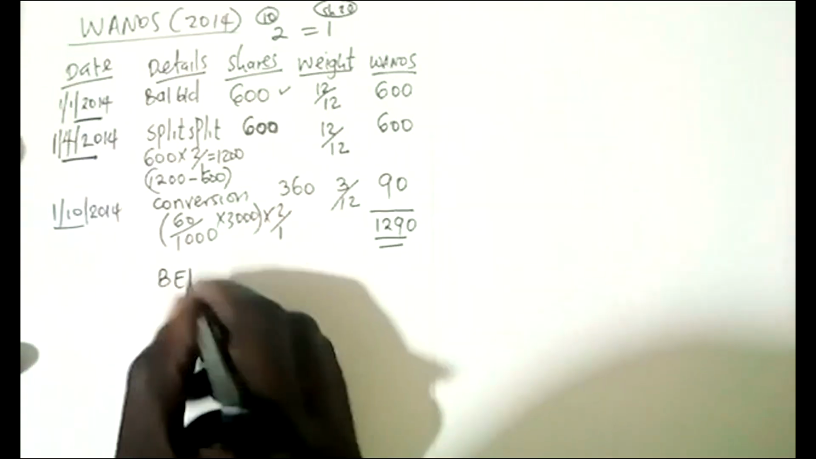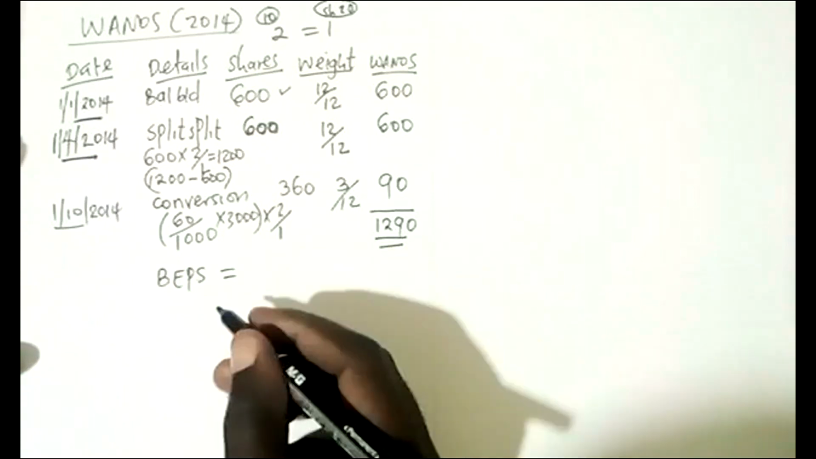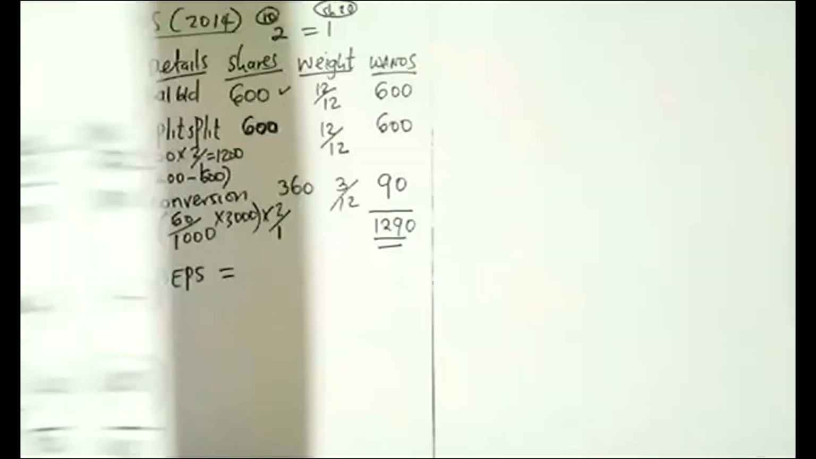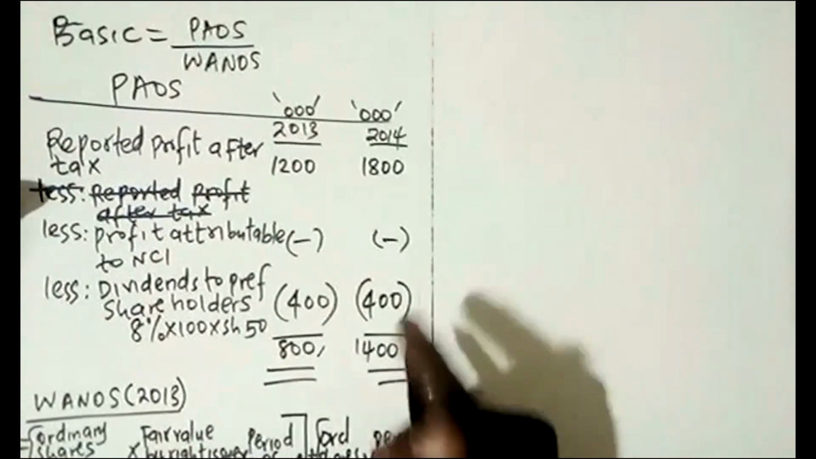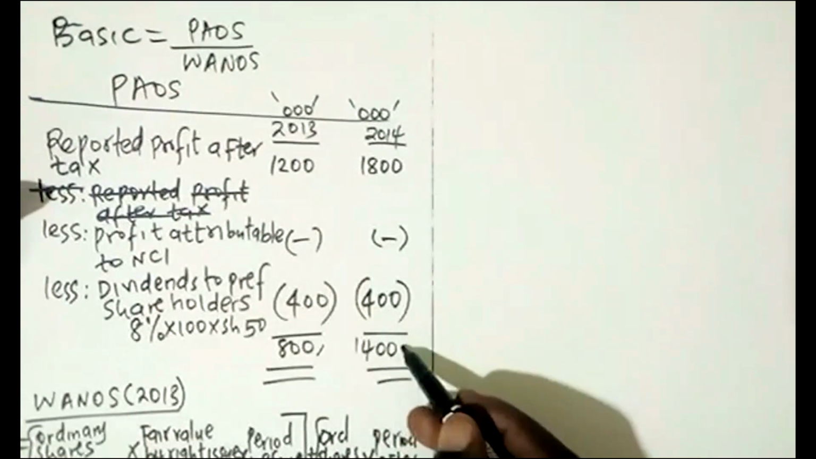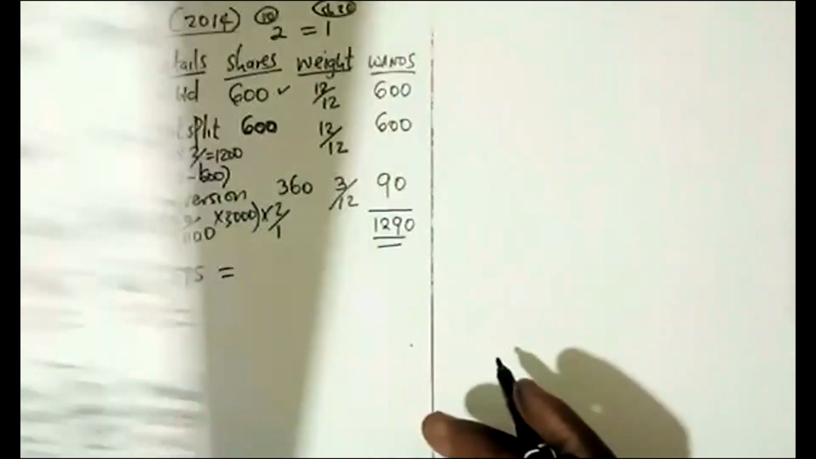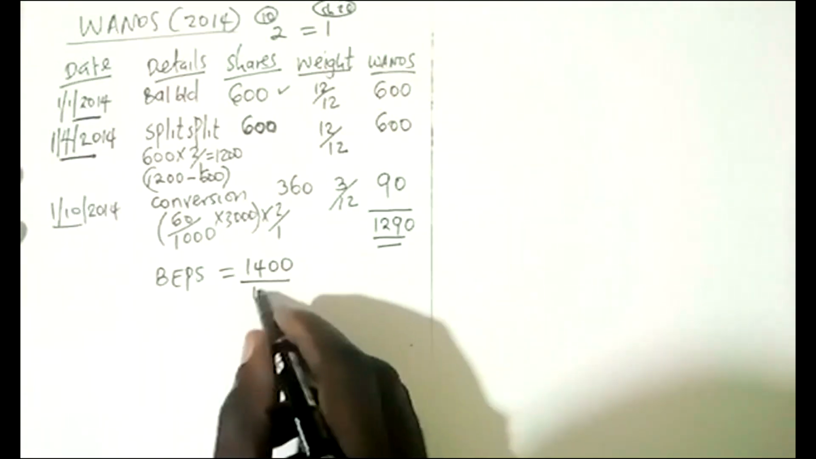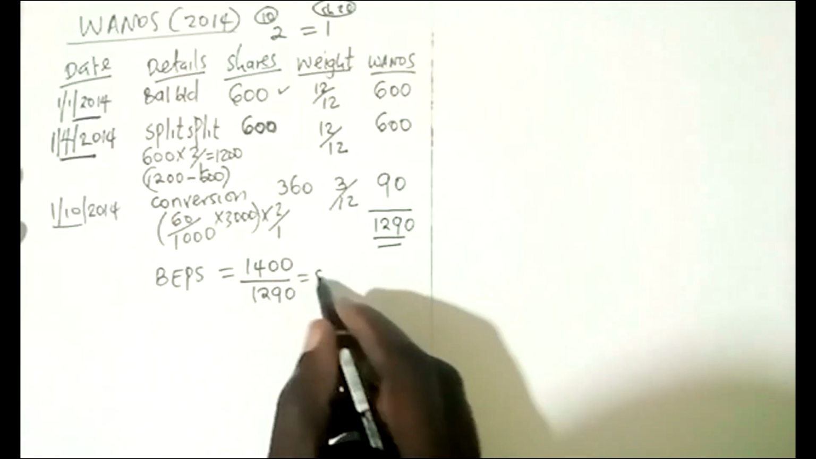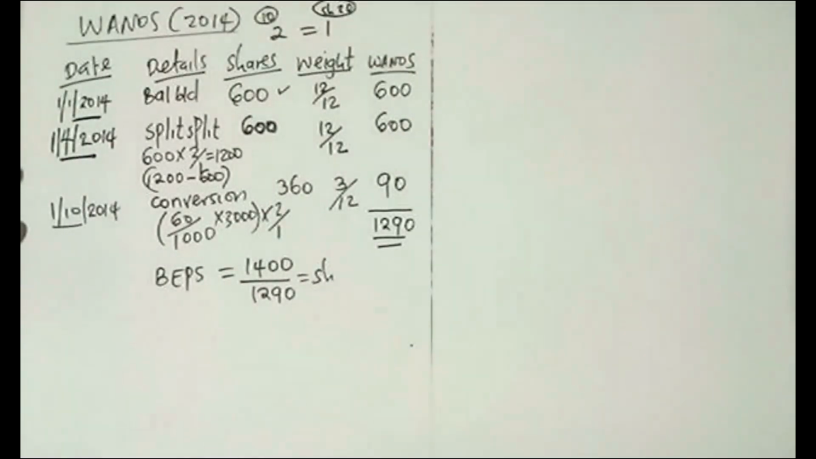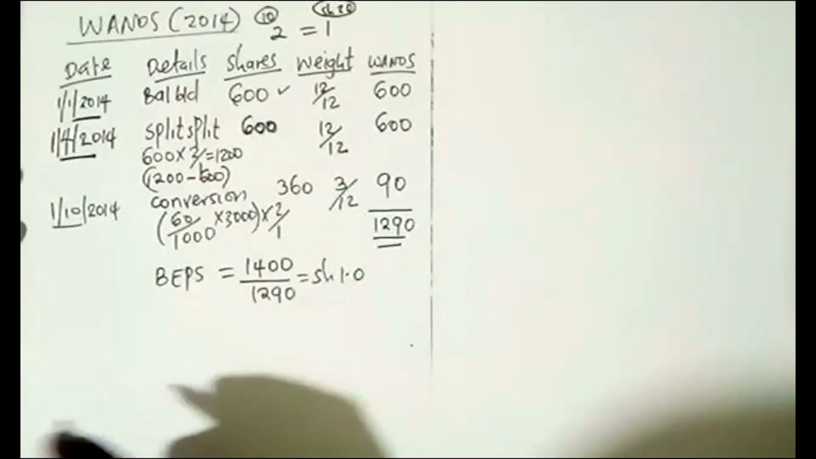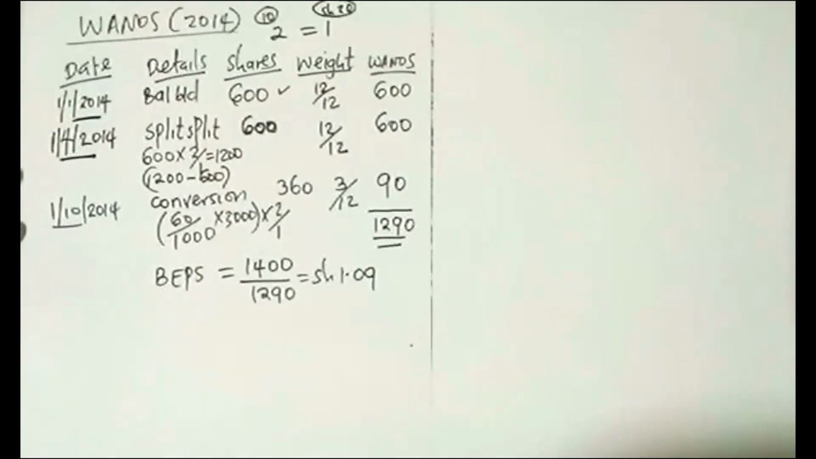So my basic EPS is equal to, my profit in the year 2014 is 1,400. This one. So 1,400 divided by 1290. So you get shillings what per share? That is 1.09. That is what I'm getting here.